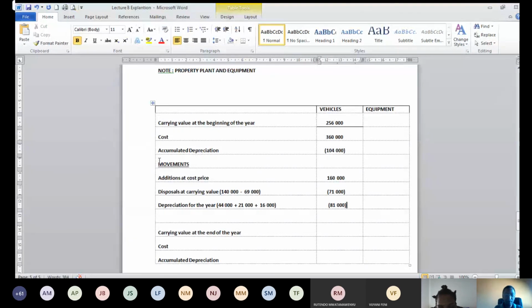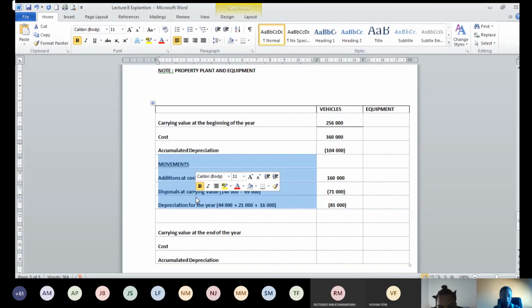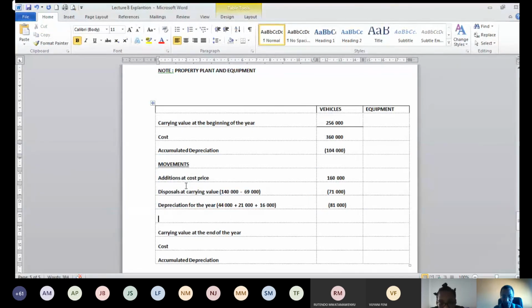So guys, movements refer to what has happened during the course of the year. During the course of the year, you can have additions, disposals, and the depreciation. Guys, I cannot emphasize the fact again, you must know the format. You must know these items down here. So during the course of the year, we call that the movements, additions, disposals, and the depreciation expense. We've done all of these calculations here already, guys. Okay.